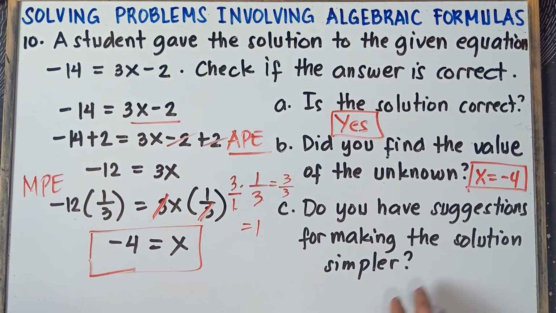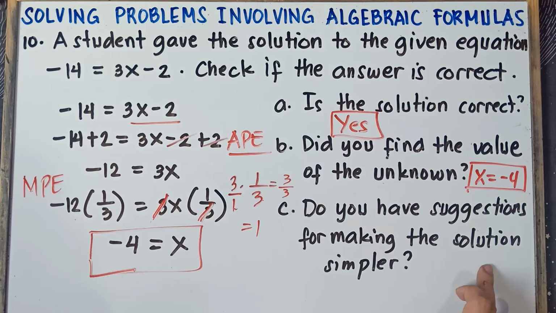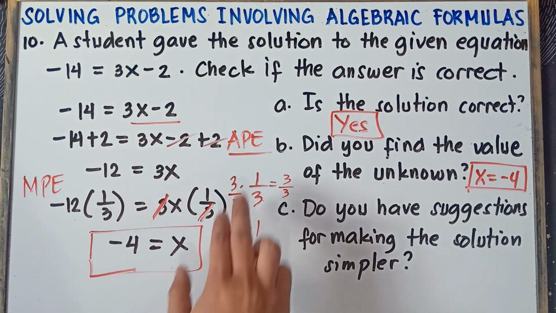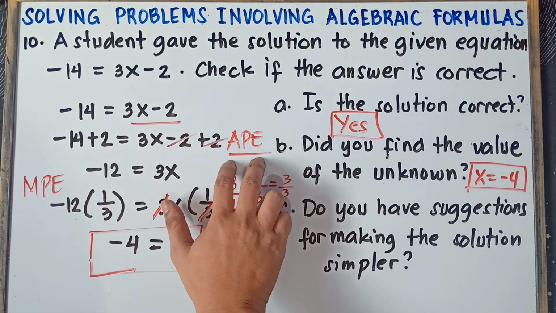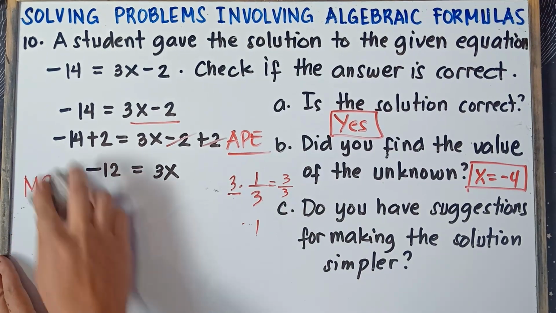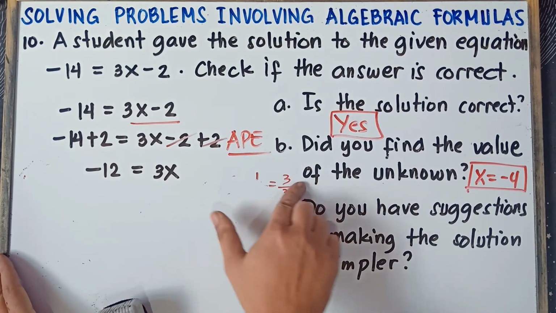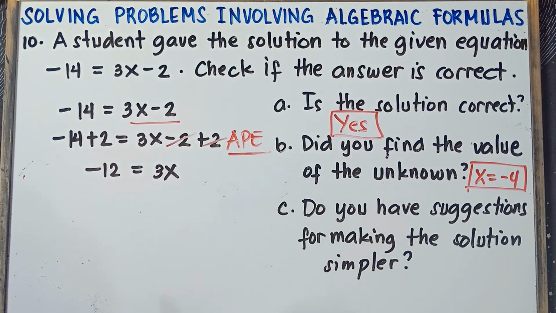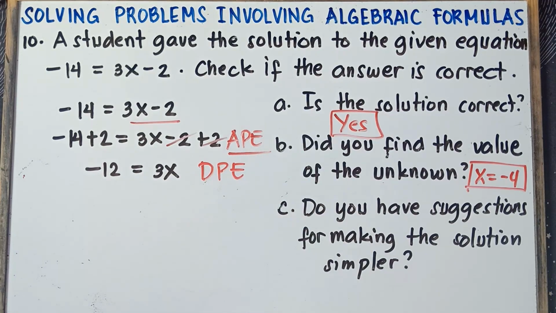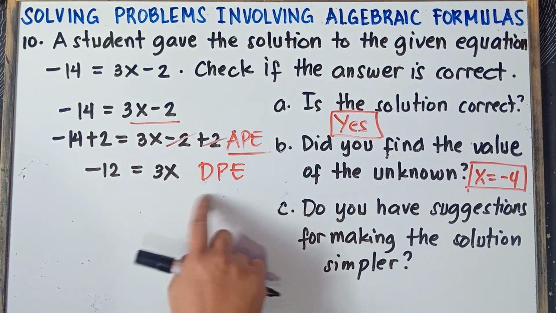Now, do you have any suggestions for making the solution simpler? Yup, we do have another solution, class, in this scenario. So let me just erase this one, class. Once again, we apply addition property of equality and then multiplication property of equality. Now, in this scenario, class, for me, it's better to use division property of equality. Once again, instead of using multiplication property of equality, it's easy to use division property of equality.